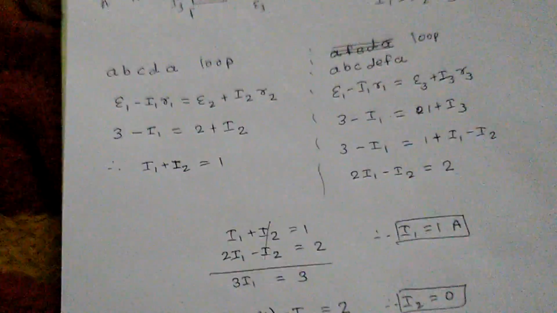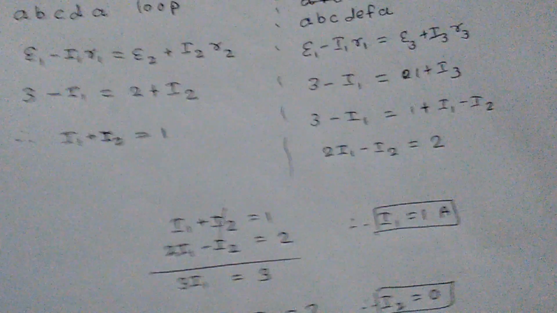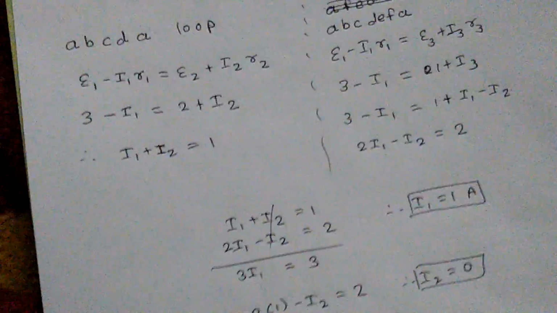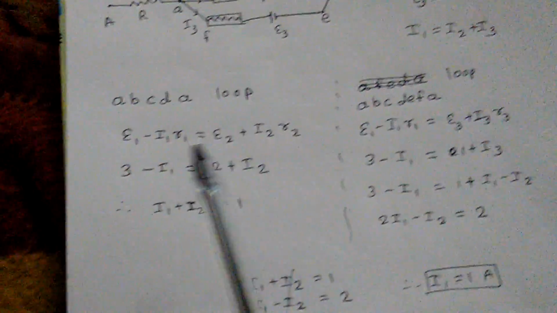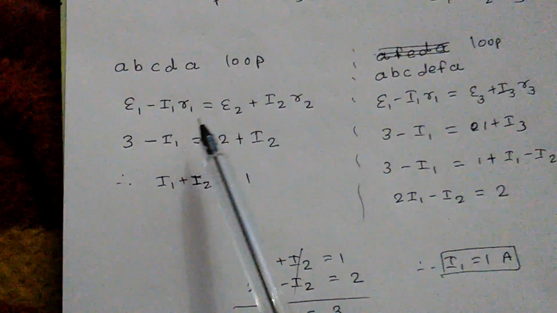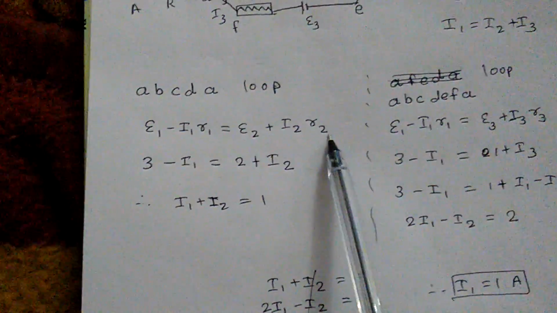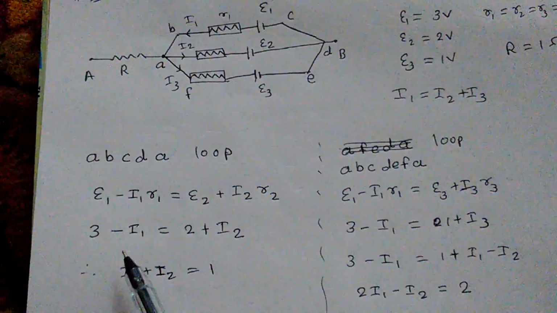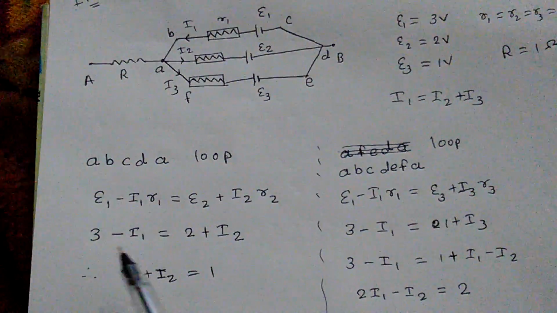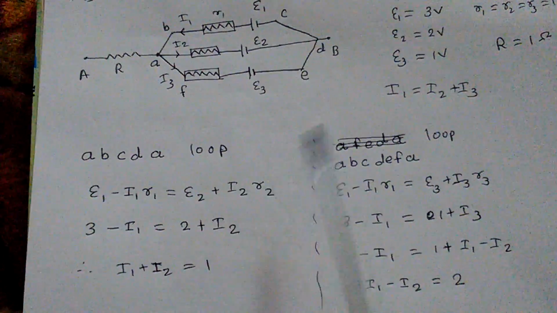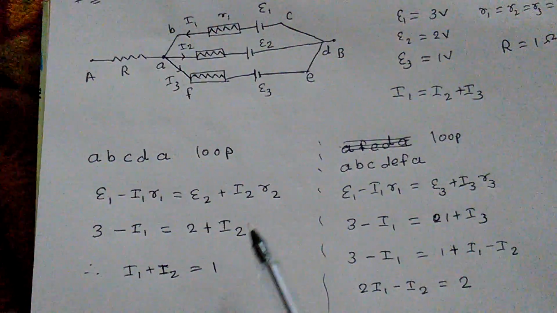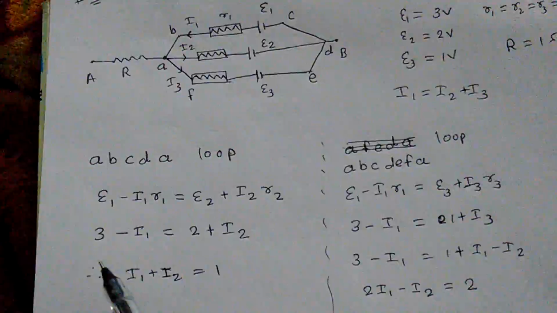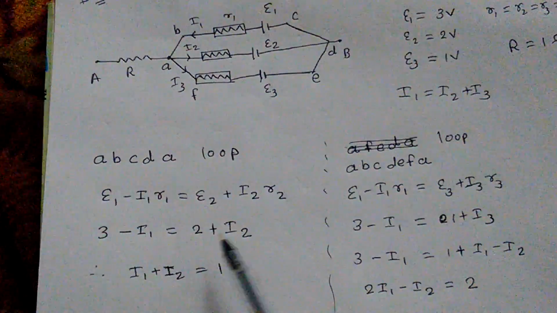Now we are going to put in the values in the loops. Epsilon 1 minus I1 R1 is equal to epsilon 2 plus I2 R2. We have been provided that epsilon 1 is equal to 3 volts, R1 is equal to 1, so 3 minus I1. Epsilon 2 is equal to 2, I2 is I2, and R2 is equal to 1. So 3 minus I1 is equal to 2 plus I2.